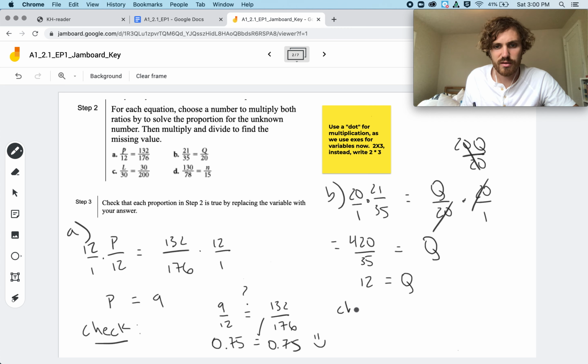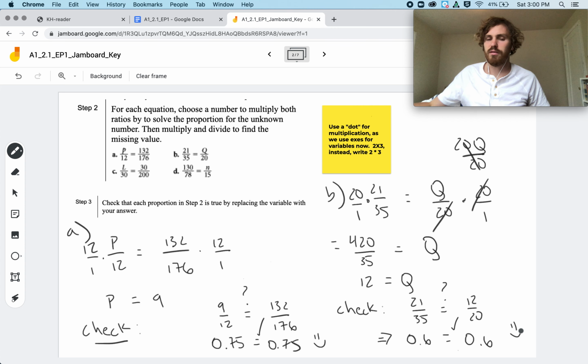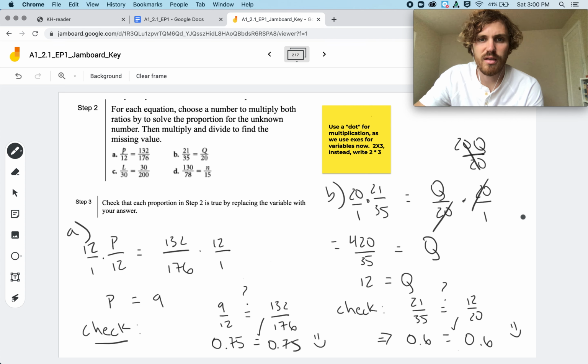So to check my answer, I can plug that back in, and I can get 21 over 35 is equal to, question mark, 12 over 20. And so let's see, 21 over 35 is 0.6, equals 12 divided by 20, which is also 0.6. So yep, I got the right solution. So you can follow a similar process for C and D.